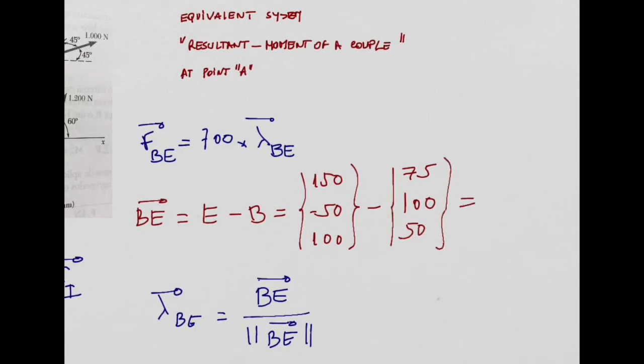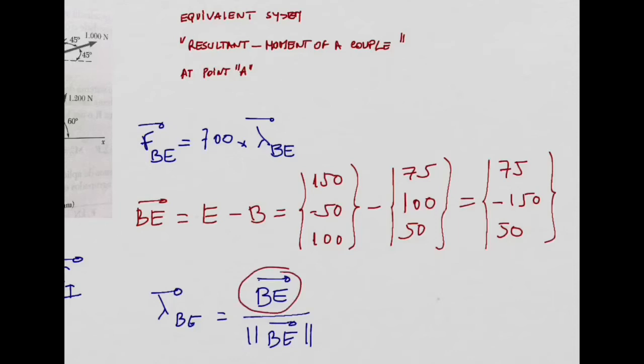So my vector BE, I just need to subtract. So 150 minus 75 is 75. Minus 50 minus 100 is minus 150. 100 minus 50 is 50. Is this correct? What do you think? Okay, so we have this term here, which is the vector BE.